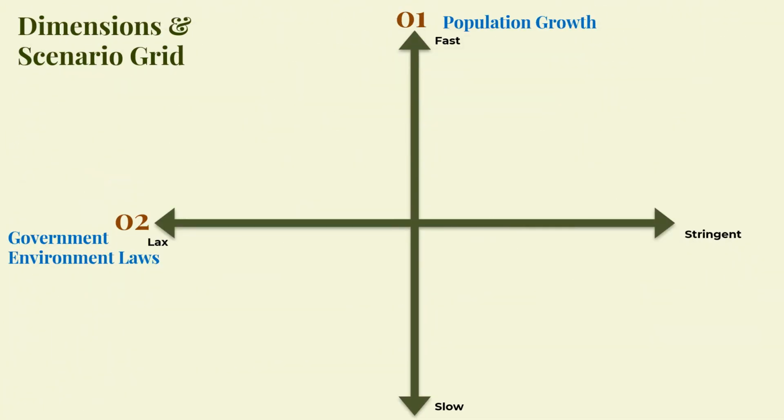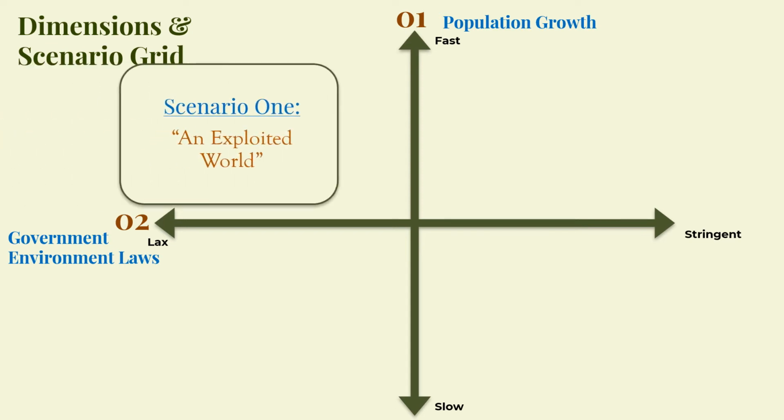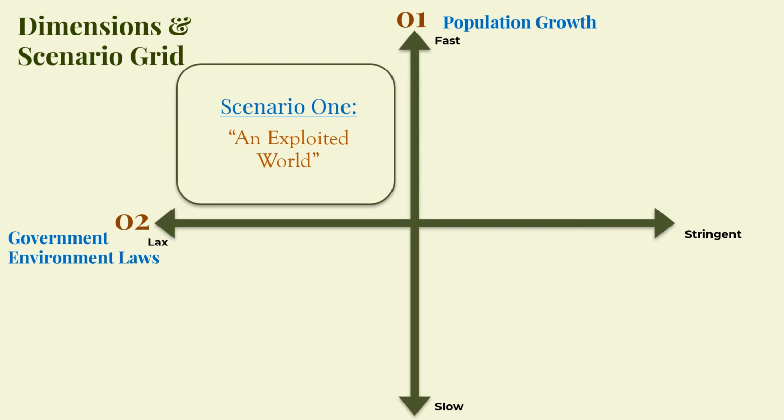From our previous analysis, we have determined that of the key emerging trends, population growth and government environment laws have the highest impact on the industry and are both highly uncertain. Using these two dimensions, we derived our scenario grid. Scenario 1, an exploited world.